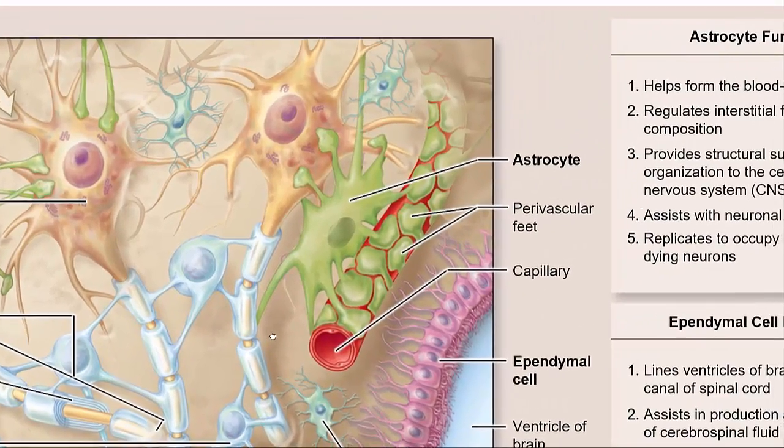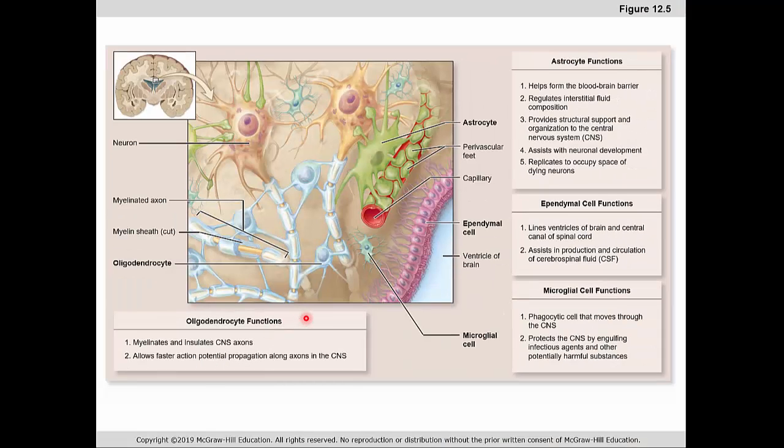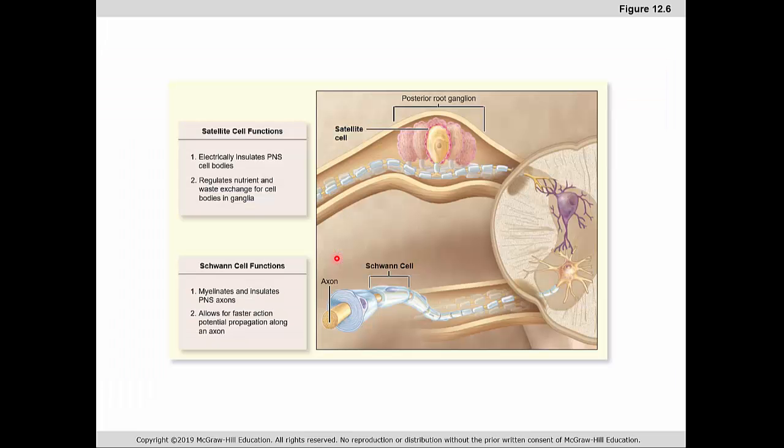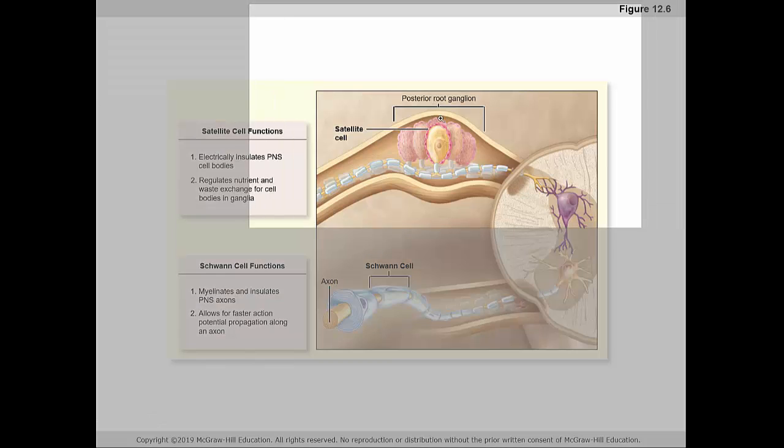These different types of neuroglial cells are found in the central nervous system. So astrocytes, ependymal cells, microglial cells, oligodendrocytes, these are found in the brain and then the spinal cord. Now looking at some of the different neuroglial cells that are found in the peripheral nervous system.